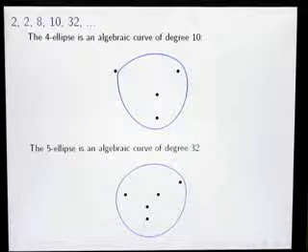And the last example, here's an example of the 5-ellipse. So the 5-ellipse is an algebraic curve of degree 32. And so one thing that you might think about, maybe the students, is how does the sequence continue, right? So how does the sequence 2, 2, 8, 10, 32 continue? And I'll give away the answer in 10 minutes.